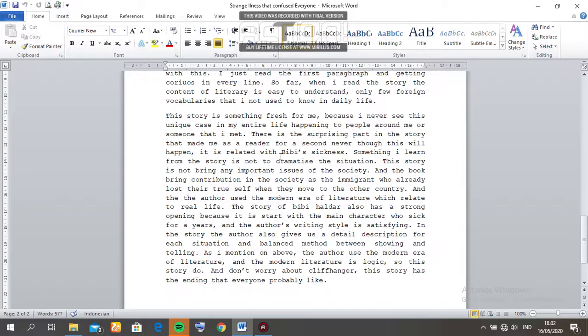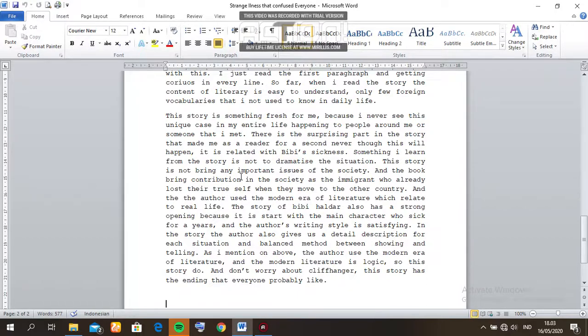There is a surprising part in the story that made me, as a reader, for a second never think this would happen. It relates to a baby's sickness. Something I learned from the story is not to dramatize the situation. This story does not bring up any important issues of society, but the book contributes to society through the immigrants who have lost their true selves when they move to another country. And the author used the modern era of literature, which relates to real life.